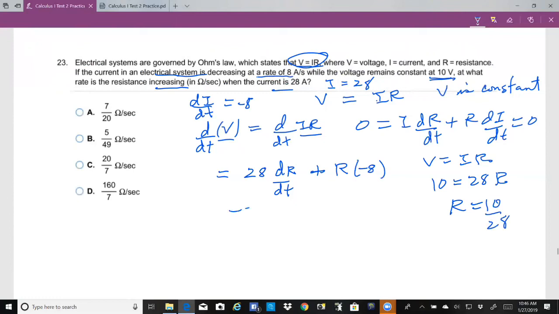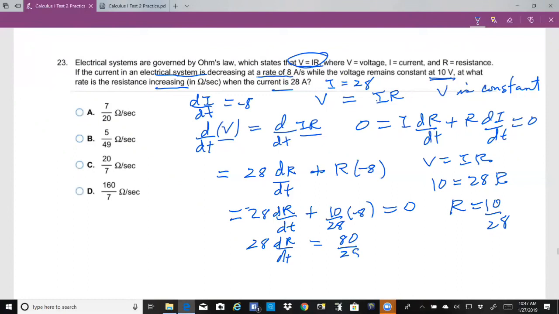So our equation is 28 dR/dt plus R, which is 10 over 28, times minus 8 equals 0. So 28 dR/dt equals 80 over 28. And dR/dt is equal to 80 over 28 times 28, which can be reduced to 5 over 49. So the answer is B.